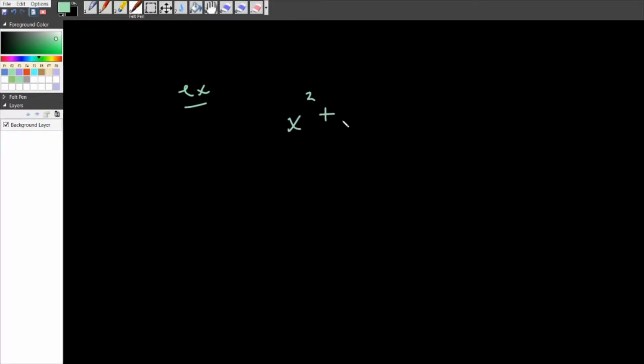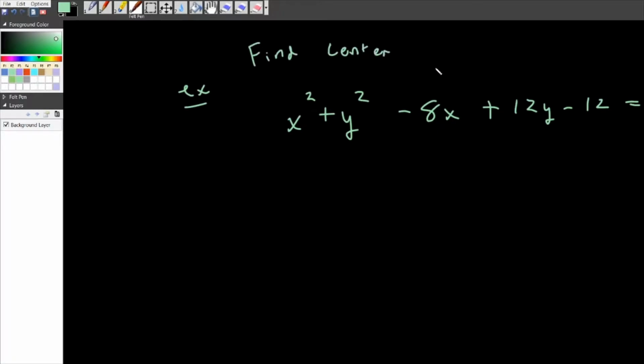x squared plus y squared minus 8x plus 12y minus 12. This is a circle, believe it or not, and so the goal we would want is to be able to put it in a form where we can find the center and radius, because that's what we really need to know about a circle. Well, this form is not helpful at all.